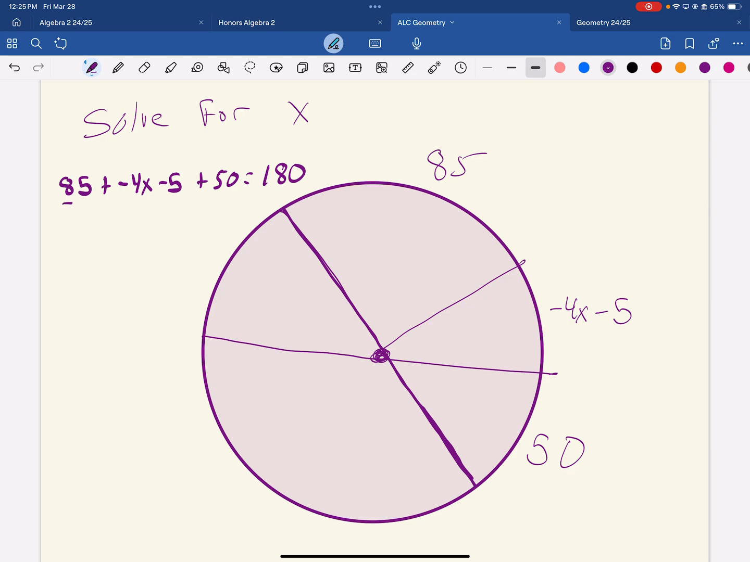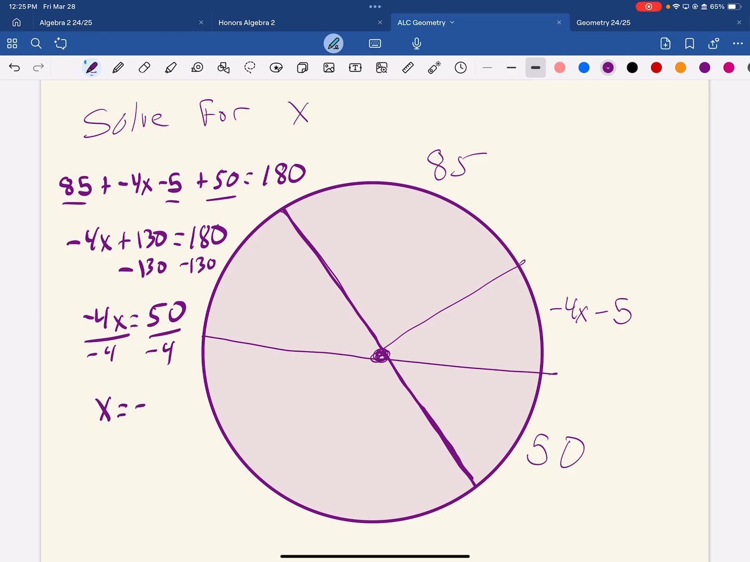So we combine like terms. 85 minus 5 is 80. 80 plus 50 is 130. So we've got negative 4x plus 130 equals 180. We're going to subtract 130 from both sides. That's negative 4x equals 50. Divide by negative 4. X is equal to negative 12.5.